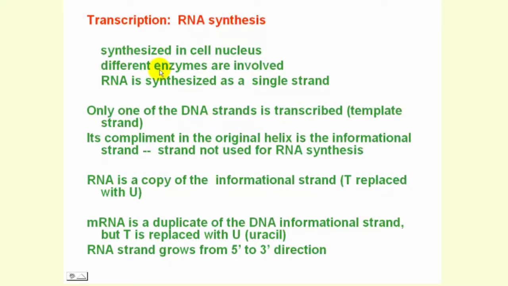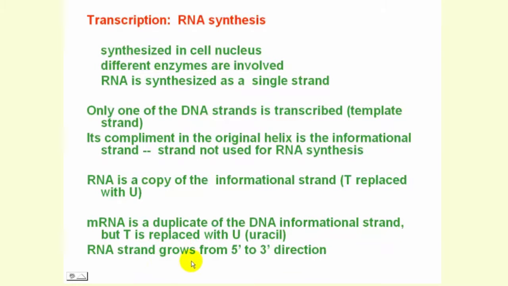RNA is synthesized in the cell nucleus, and there are different enzymes involved than there are with DNA replication. RNA is synthesized as a single strand. So only one of the DNA strands will be transcribed, and that will be the template strand. Its complement in the original helix is the informational strand. This is the strand that is not used for RNA synthesis. So RNA is a copy of the informational strand, and you have a thymine replaced with a uracil. Messenger RNA is a duplicate of the DNA informational strand, and again, T is replaced with a uracil.